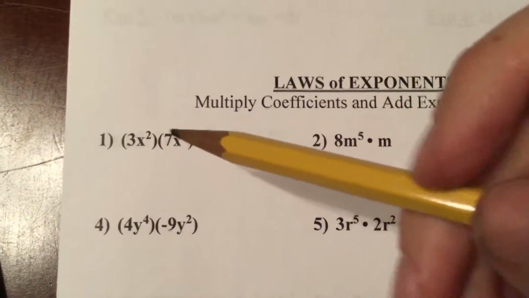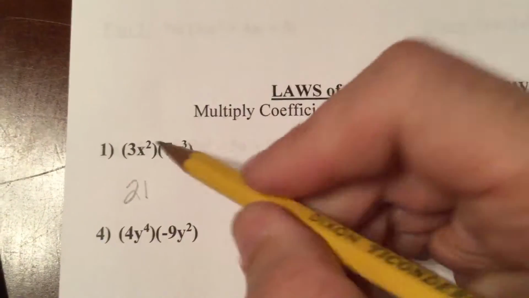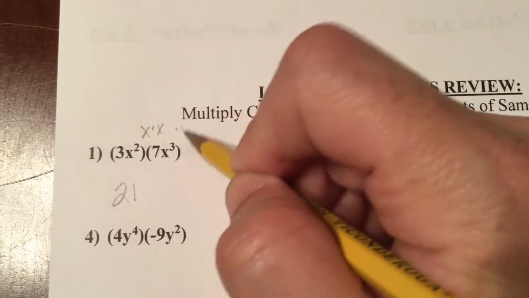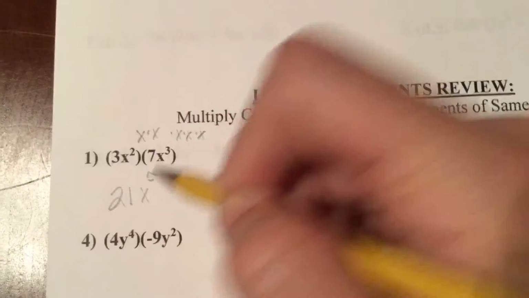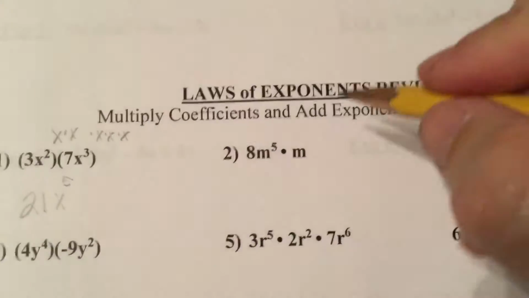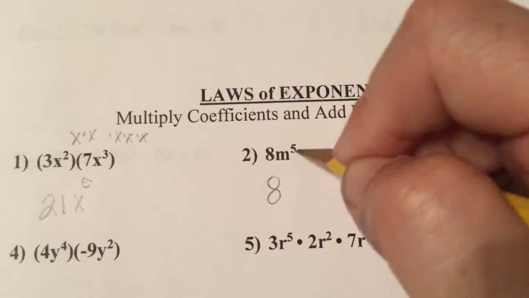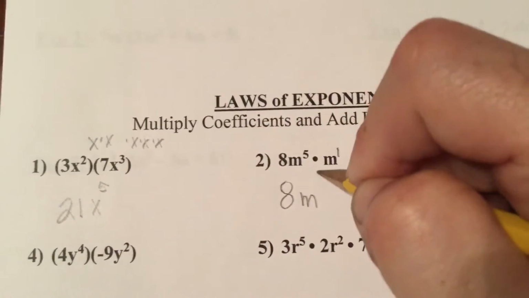Now for our laws of exponents, remember 3 times 7 is 21. But when I multiply 2 x's by 3 x's, we add the exponents, so we actually have 5 x's. 8 times 1, and then I have 5 m's times 1m. Add 5 and 1 to get 6.